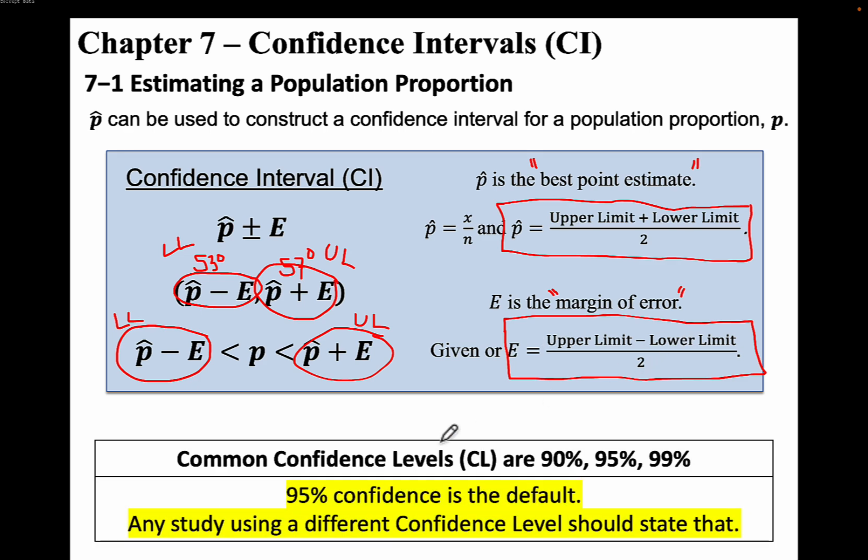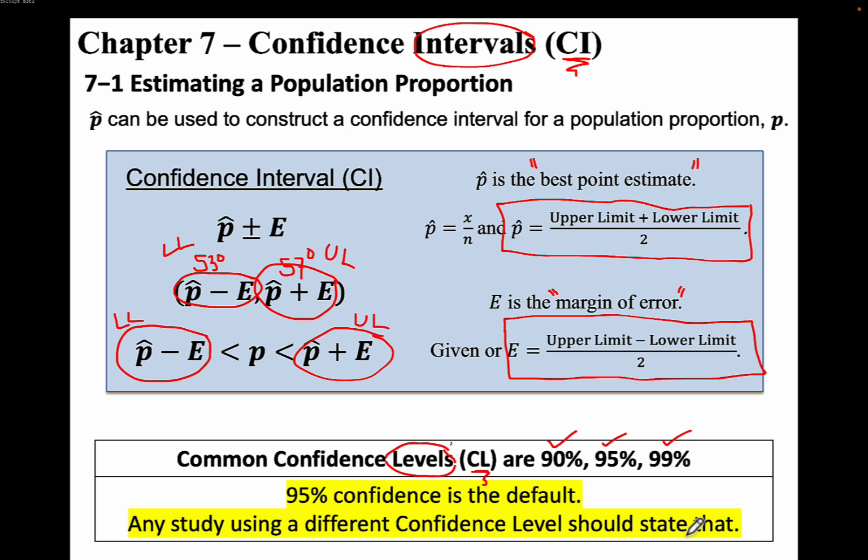Common confidence levels. Okay, please note that this is confidence levels, contrary to confidence intervals. Confidence intervals, or CI, is what we've been talking about so far. But confidence levels, CL, is the level at which we are confident in our confidence interval. The common confidence levels are 90%, 95%, and 99%. Please note that 95% confidence is the default, and any study using a different confidence level should state that.